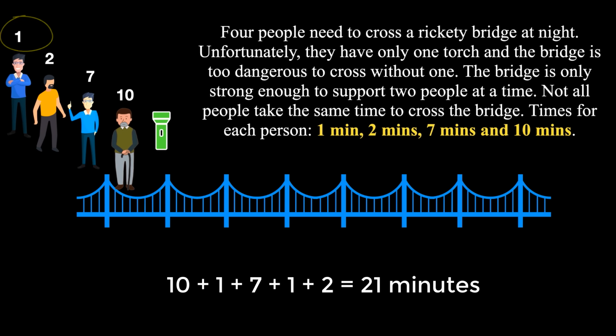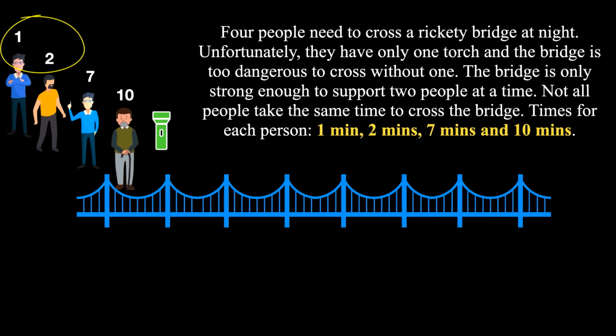If you pay attention towards finding a way to merge the one taking 7 minutes and the one taking 10 minutes, we will have to acknowledge the fact that one of them will also have to return back, which will take much more time than 21 minutes. What if we use the person taking 2 minutes to escort the one taking 1 minute across? Let's come to the conclusion.